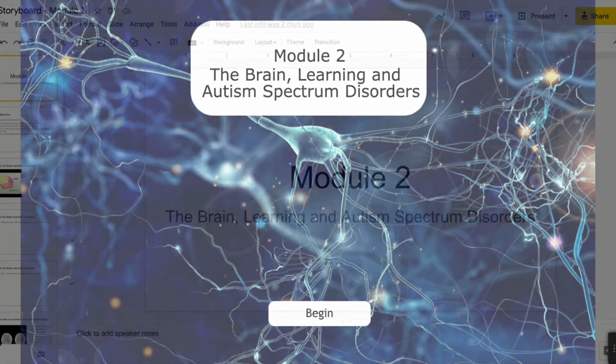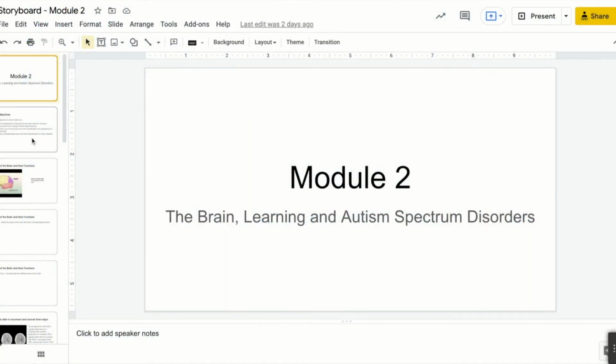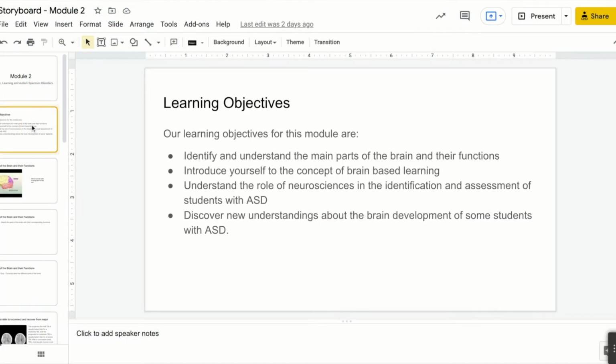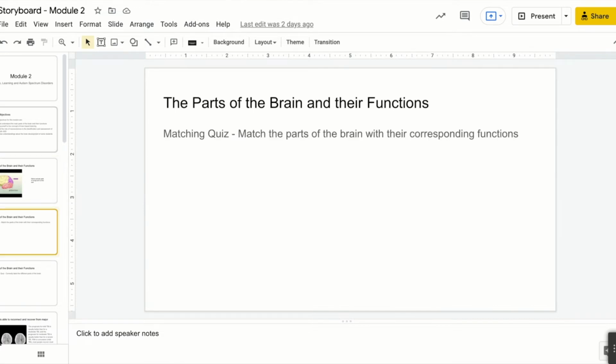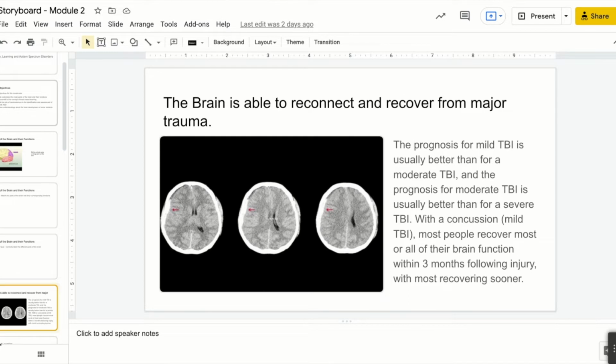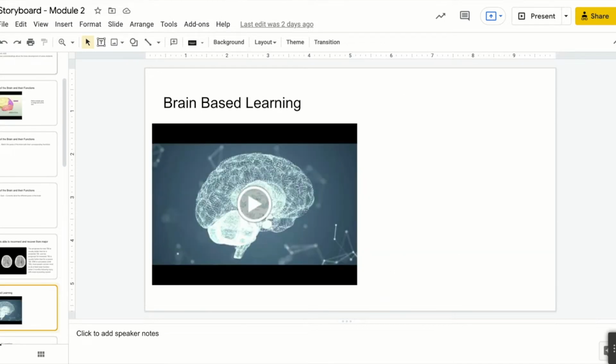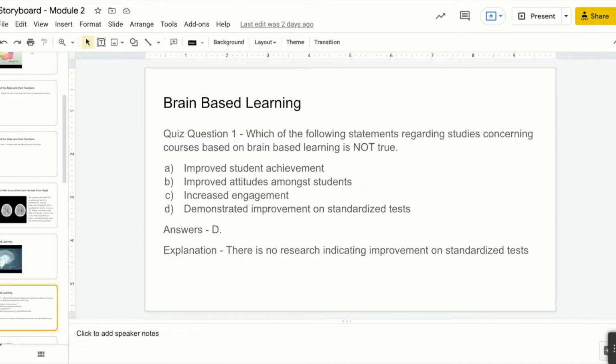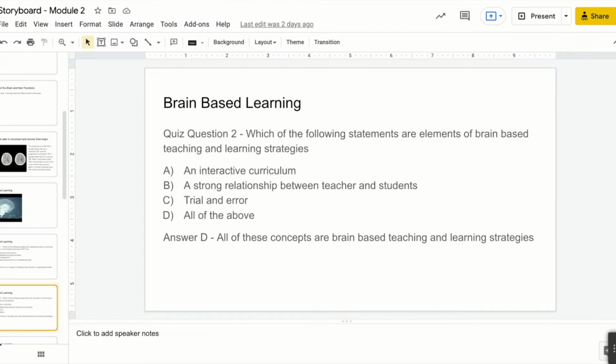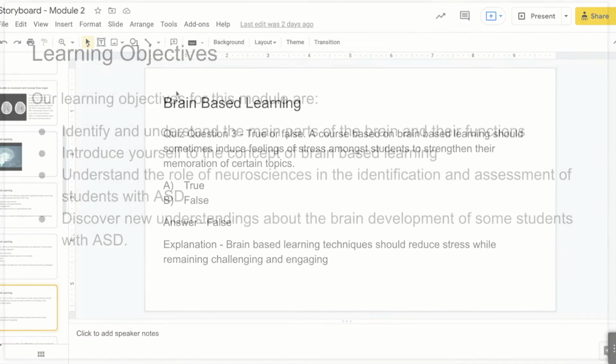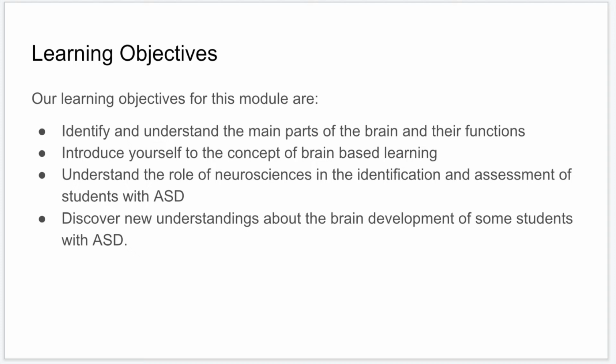I approached this task by first creating a storyboard in Google Slides based on the design brief. Creating a storyboard really helps me to focus on the project and organize the learning objectives in a clear and coherent manner. I decided to change the sequence of learning goals to make the lesson flow more logically by starting with identifying the parts of the brain and their functions, then moving into brain-based learning.